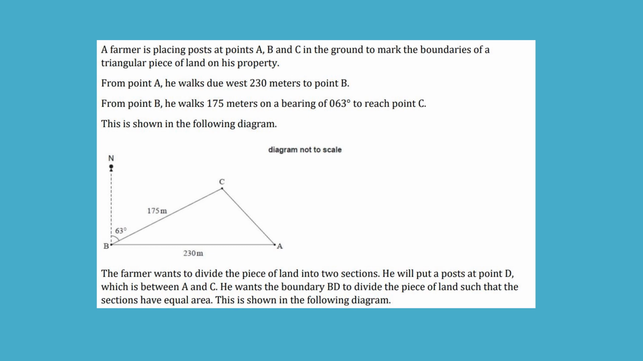Let us solve this problem. A farmer is placing posts at points A, B, and C in the ground to mark the boundaries of a triangular piece of land on his property. From point A, he walks to B, 230 meters due west. So from A to B, that's 230 meters.